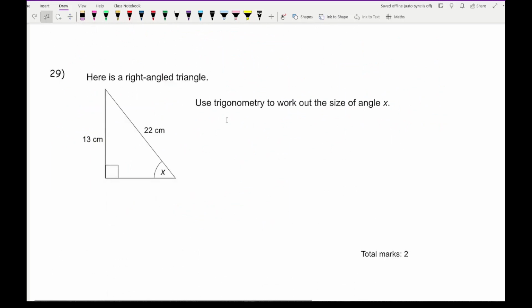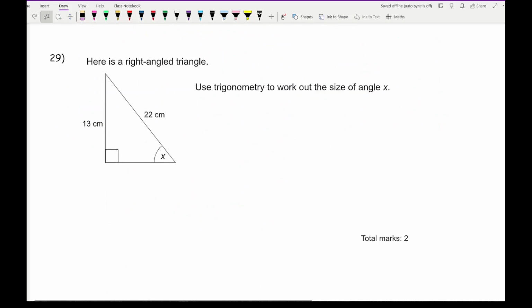And then moving on to our last question, which looks at trig. It says here is a right angle triangle. Use trigonometry to work out the size of angle x. So labeling the triangle, if this is theta, this is going to be my opposite, and this is going to be my hypotenuse. So which trig ratio uses O and H? Well, it's going to be sine. So sine theta equals O over H. Substituting numbers in, I get sine x equals 13 over 22.